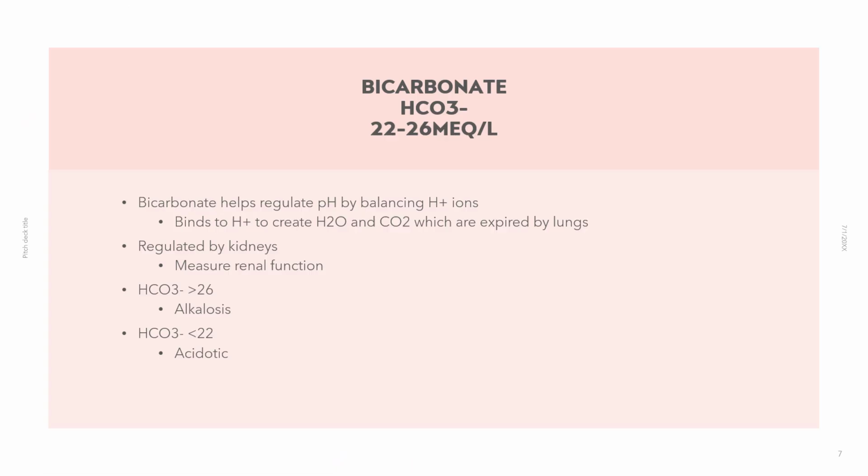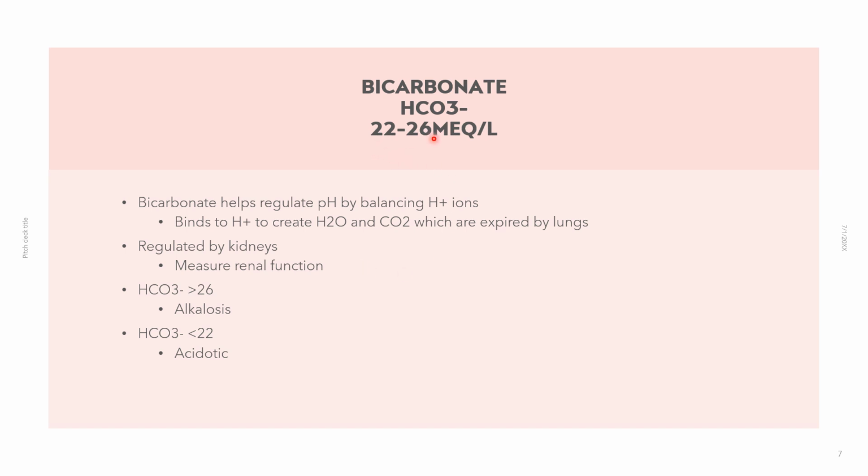And then next, our bicarb. Our bicarb is produced in the kidneys. It's going to help regulate our hydrogen ions. This is when our kidneys bind a hydrogen ion to CO2, which our body can then break down into water and CO2. We are able to excrete the water through our kidneys, and we're able to excrete the CO2 through our lungs. So that's how it's able to get rid of the extra hydrogen ions. Again, regulated by the kidneys.